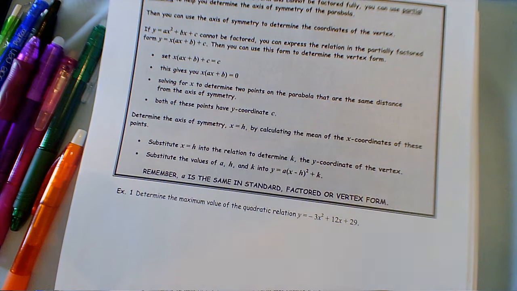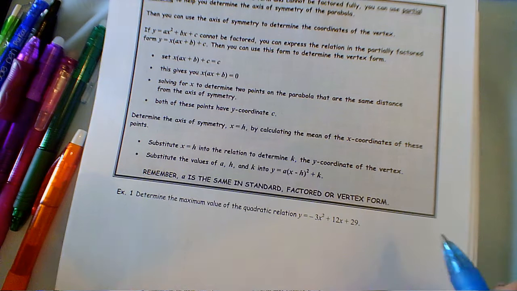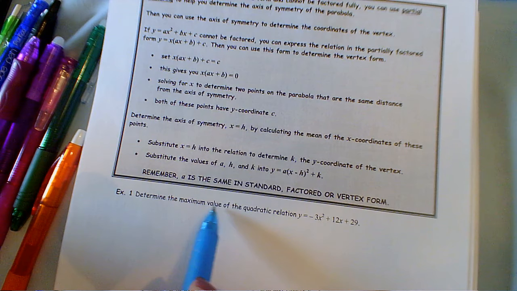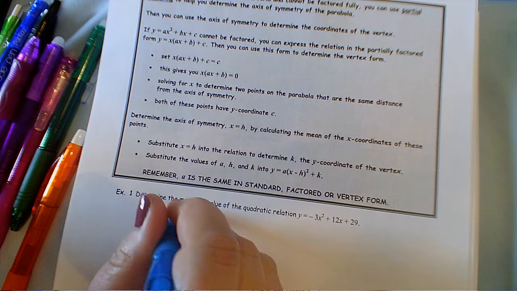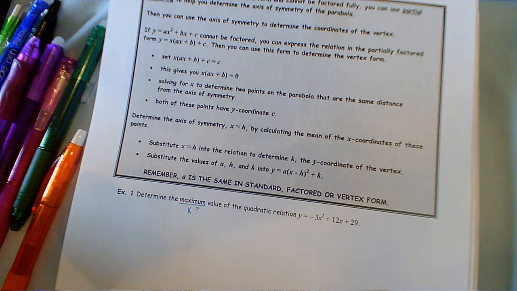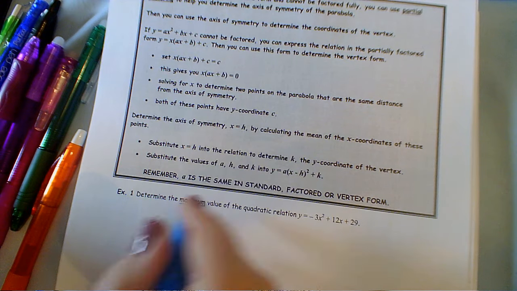Okay, so let's try one, and then you can decide for yourself if you like it or not. The question says determine the maximum value. So what it wants is k. That's what it's asking us for. It wants the y value of the vertex.